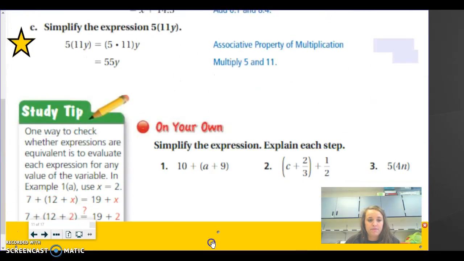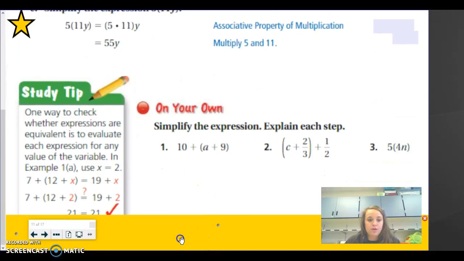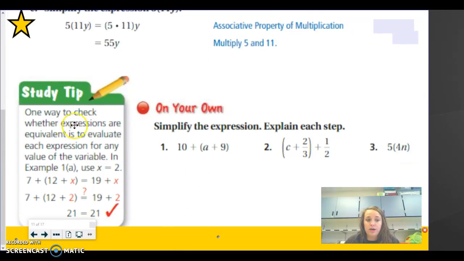Let's go ahead and try some of these on your own. One way to check whether expressions are equivalent is to evaluate each expression for any value. So let's pretend like we know what x is, and then you can actually plug it in and see if where you started and where you end is equal to the same thing.